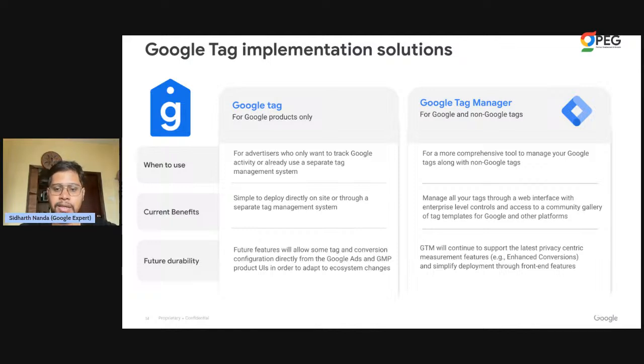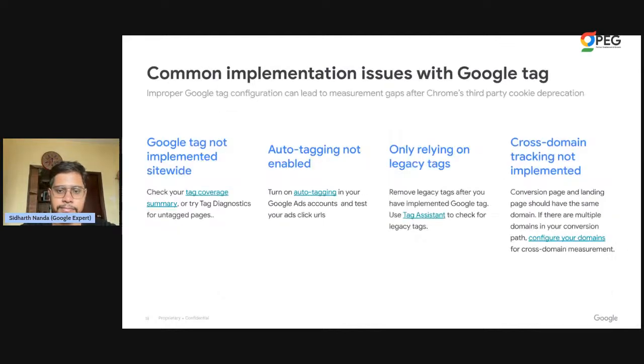And regarding future durability, Google Tag implementation on your website allows for future features such as tag conversion configuration directly from Google Ads. You can directly connect with it, or the GMP product UI, to adapt to any sort of ecosystem changes and have a seamless flow between all the platforms. If you're using Google Tag Manager, the platform will continue to support the latest privacy centric measurement solutions, such as advanced conversions and simplified deployment through front end features. Using Google Tag Manager will provide you more futuristic options for managing all your tags.